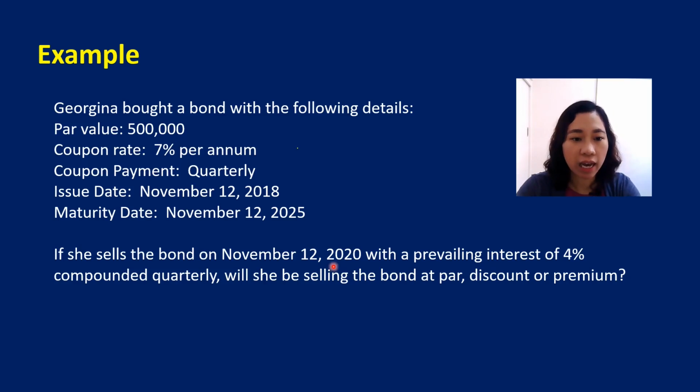Alright, so for our next problem, we still have the same given. It's just that what happens here, she doesn't want to hold the bond until 2025. So she sold it on November 12. But on November 12, the prevailing interest is 4%, compounded quarterly. Will she be selling the bond at par, discount, or premium? Now, in order to answer this, let's first take a look at the following.